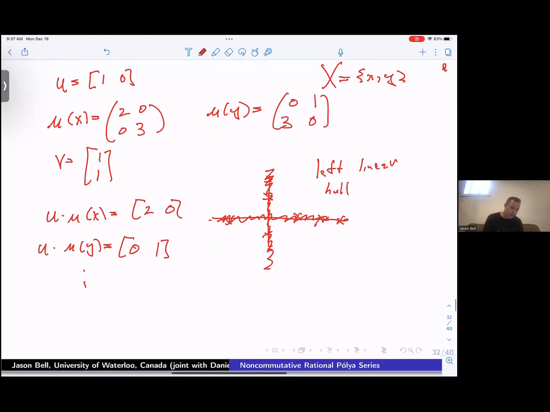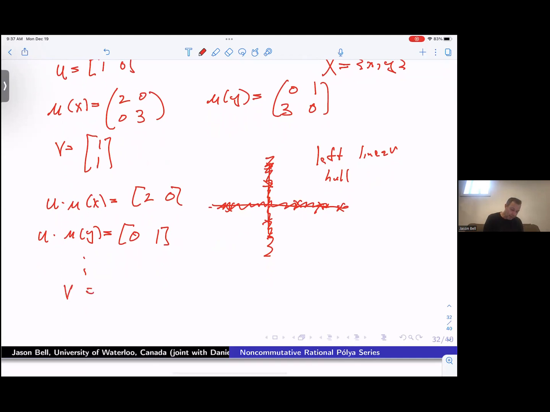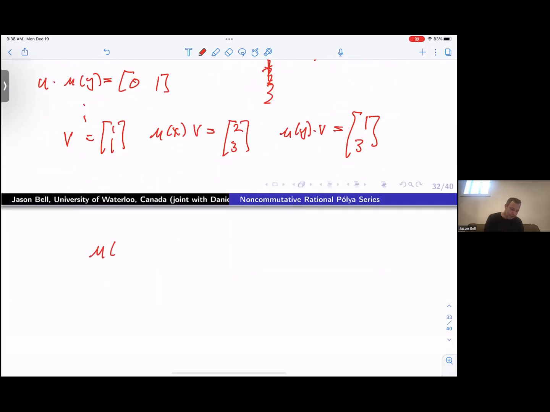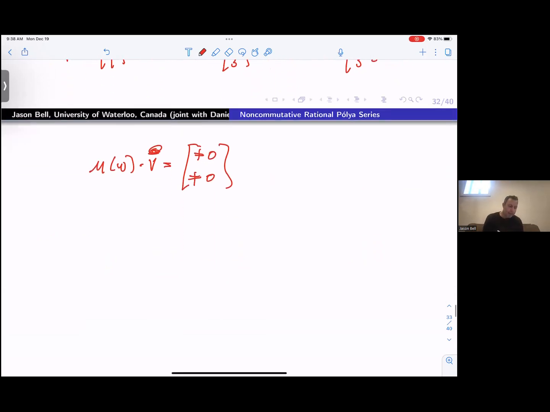And if we look at the right linear hull, it's a little different, right? If we look at v, that's 1, 1. And if we look at mu x v, now we're getting 2, 3. And if we look at mu y v, we are getting 1, 3. And it's fairly easy to convince yourself that we're always getting something non-zero in each coordinate. And I claim that the right linear hull is all of C2. And what's the proof?